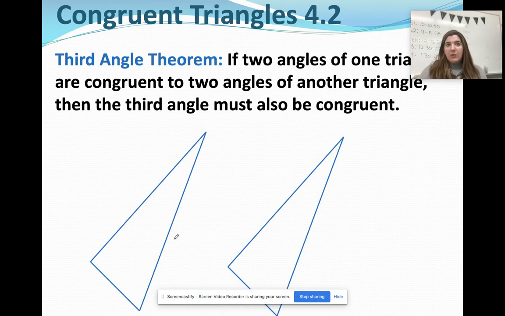Another item that you might want in using these proofs is our third angle theorem. This third angle theorem says that if 2 angles of one triangle are congruent to 2 angles of another triangle, then the third angle must also be congruent. So let's show that to you here.